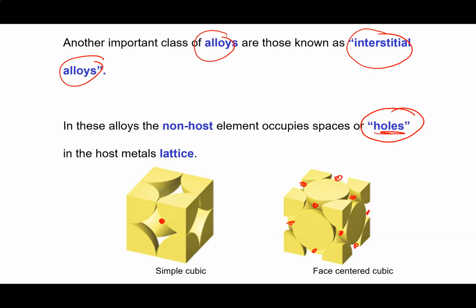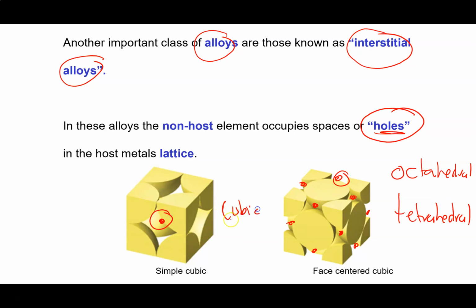These gaps are often referred to as holes in the host metal's lattice. We're going to learn about different types of holes later on. We're going to learn about octahedral holes, which are these ones that I've highlighted here. We're going to learn about tetrahedral holes, which I haven't drawn on the screen anywhere. And we're going to learn about cubic holes, which is the hole that I highlighted on the simple cubic unit cell there.